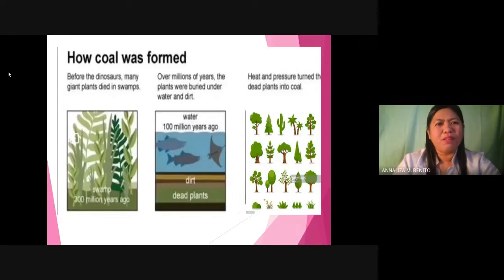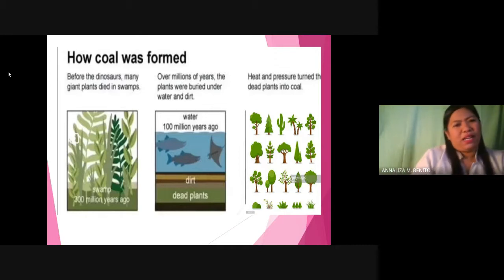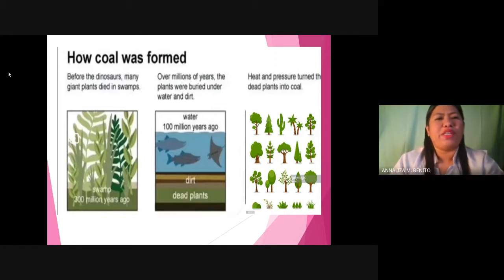Okay, so how was coal formed? Before the dinosaurs, many giant plants died in swamps. Over millions of years, the plants were buried under water and dirt. Then heat and pressure turned the dead plants into coal. So that was how coal was formed.